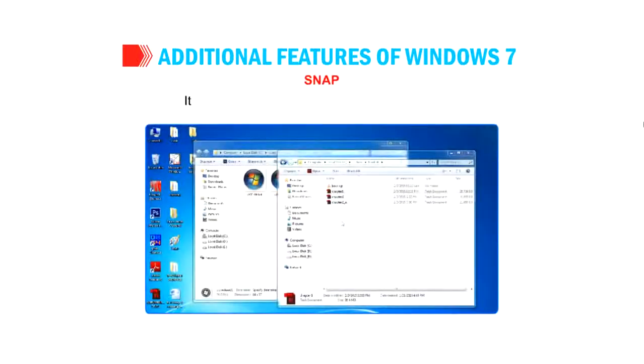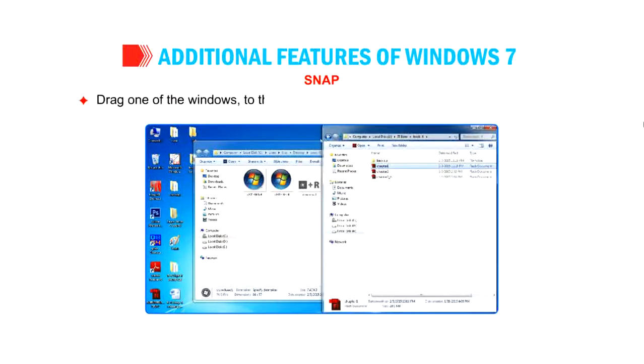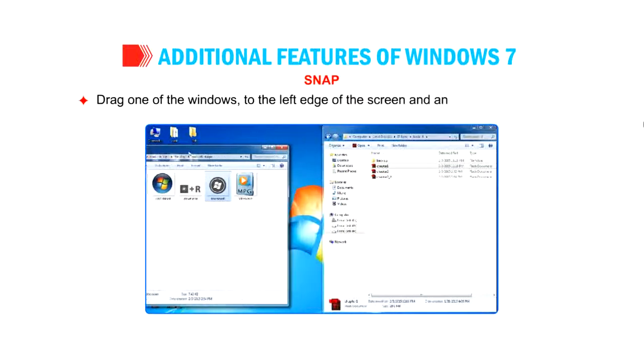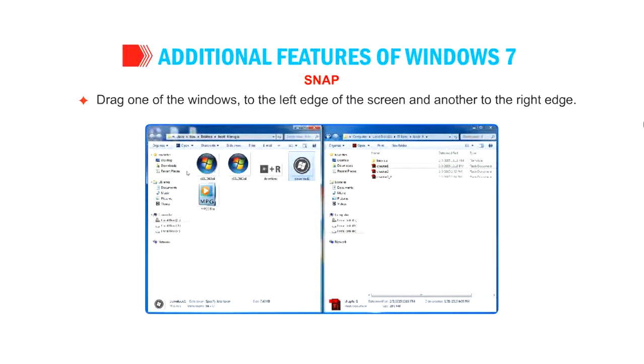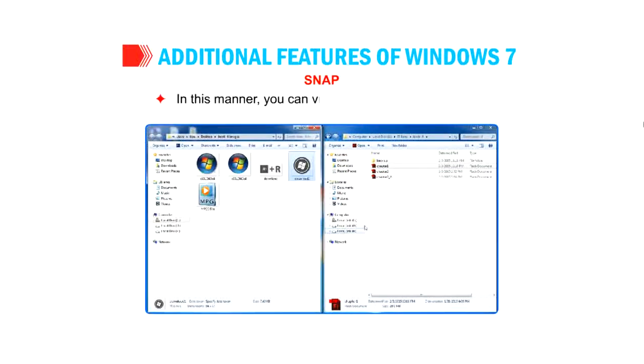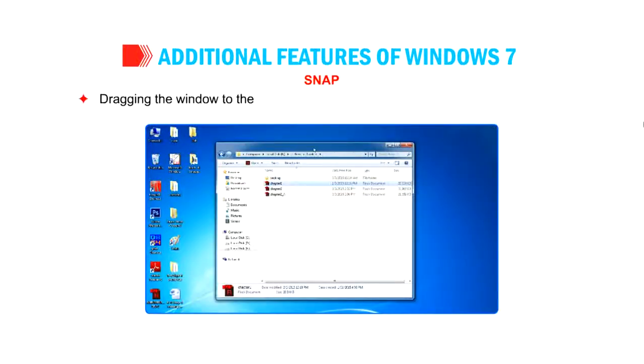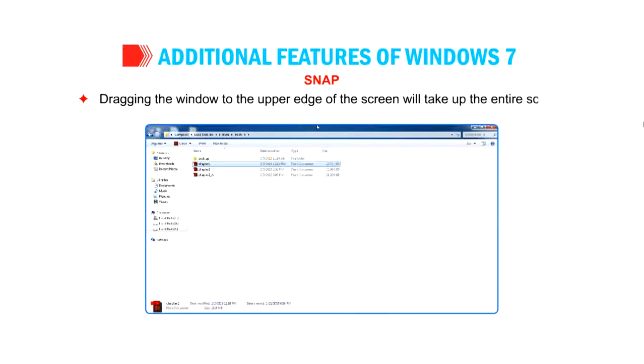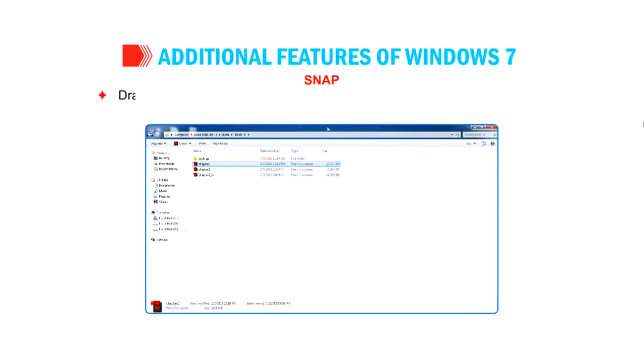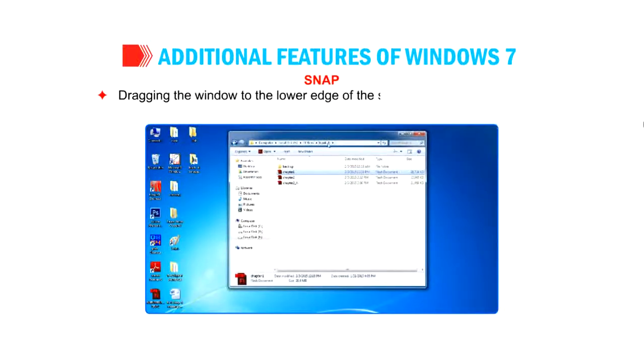Snap. It is a quicker method to resize the open window. Drag one of the windows to the left edge of the screen and another to the right edge. In this manner, you can view two windows side by side. Dragging the window to the upper edge of the screen will take up the entire screen. Dragging the window to the lower edge of the screen will expand it vertically, occupying half the screen.